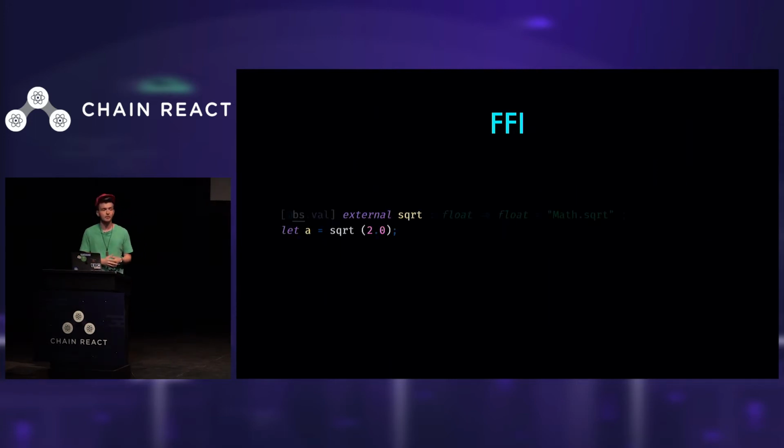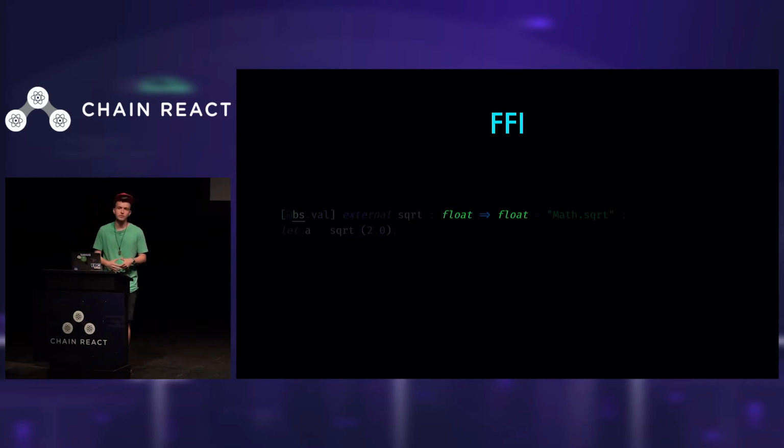And the following example will demonstrate how you can actually create a type definition for a Math.sqrt function in JavaScript. So what you do at the beginning is that you create an external function of name sqrt, and this is how you will be calling that function from ReasonML, and then you basically call it as a next line.